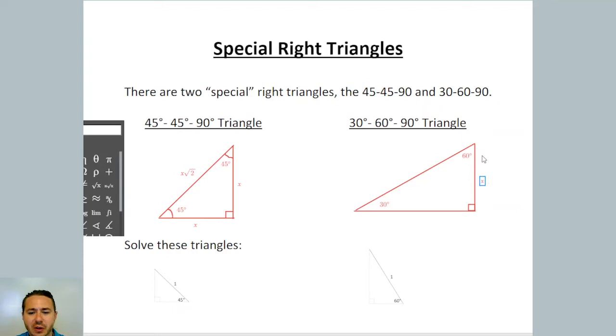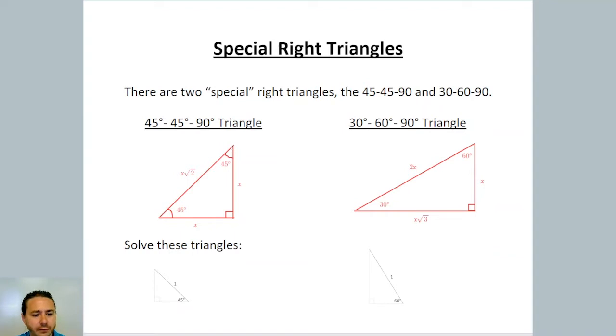If this short length is x, then the hypotenuse is going to be 2 times x, and the longer side is going to be x times the square root of 3. So you get x, 2x, and x square root of 3. So these ratios are going to help us construct what will be known as a unit circle, and we'll get there very soon. So let's try to solve these two specific triangles. Like if I have a 45-45-90, and I know the hypotenuse is 1, so this is a 45-45-90. I know these two sides are the same.